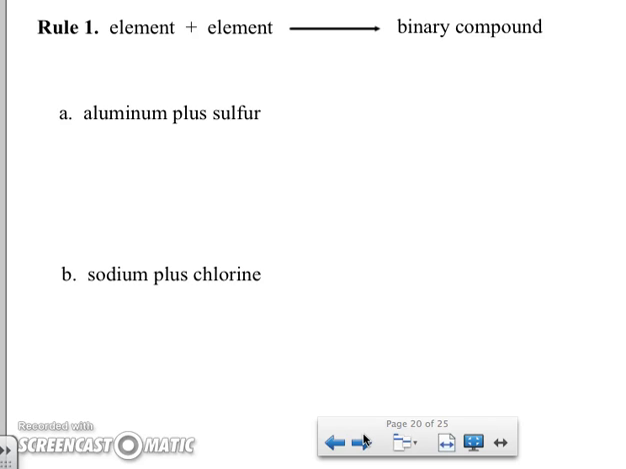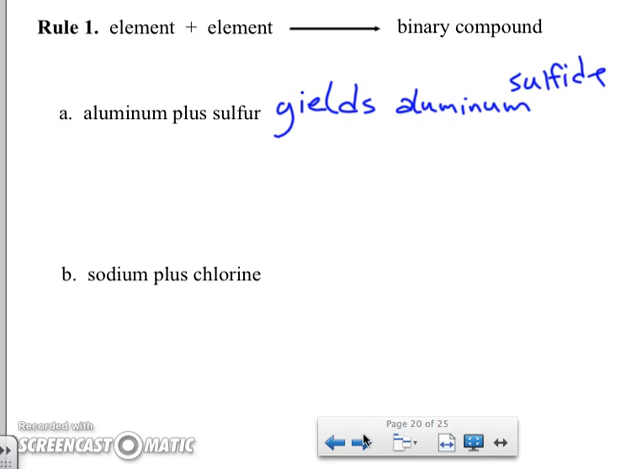Again, rule 1 for dealing with synthesis reactions is that an element plus an element will always yield a binary compound. In this example, we have the single element sulfur plus the single element aluminum, and the only thing that they could possibly form would be aluminum sulfide. The only thing left for us to do is to write out and balance the equation. We've got aluminum, which we know is a metal, a solid, plus sulfur, also a solid, and they would need to form aluminum sulfide, a binary compound.